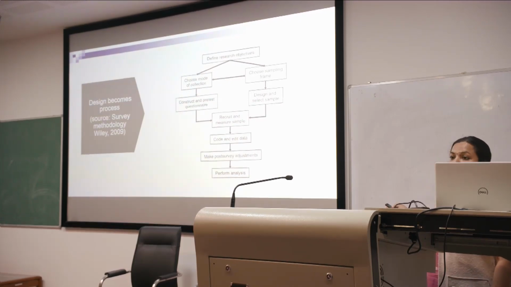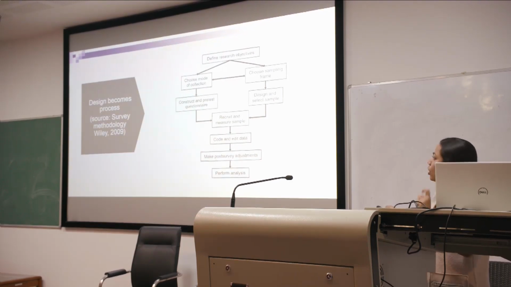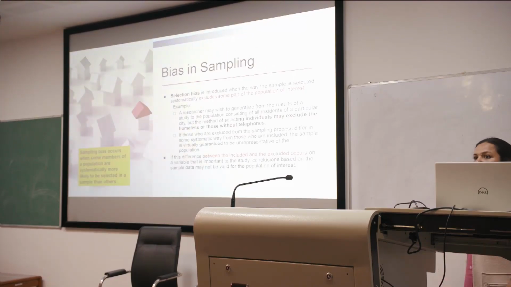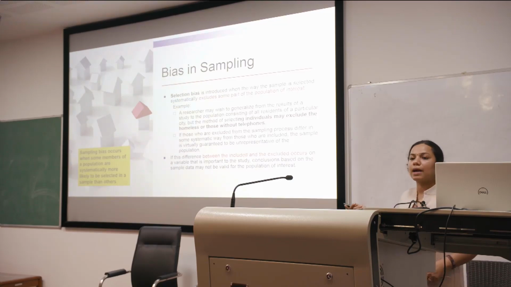Choose the mode of collection, the data collection part, then which sampling method you are going to use. Design and select the sample, and identify the construct, which is nothing but the problem or area you are going to work on. Then you can recruit some people and ask them to measure the sample from the field, then you can code it, edit the data, and analyze it to get some information out of it. So, what are the problems with bias in sampling?